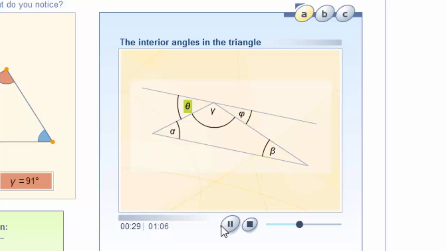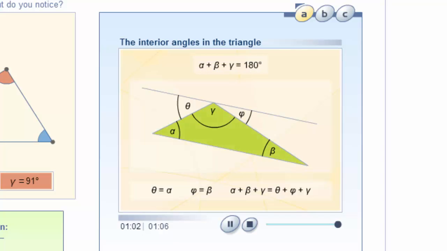Look at the angles theta, gamma and phi. These angles are on a straight line. So, the measure of the sum of these three angles is 180 degrees. Therefore, as theta equals alpha, phi equals beta, and alpha plus beta plus gamma equals theta plus phi plus gamma. We have justified the claim that the sum of the interior angles in any triangle is equal to 180 degrees.